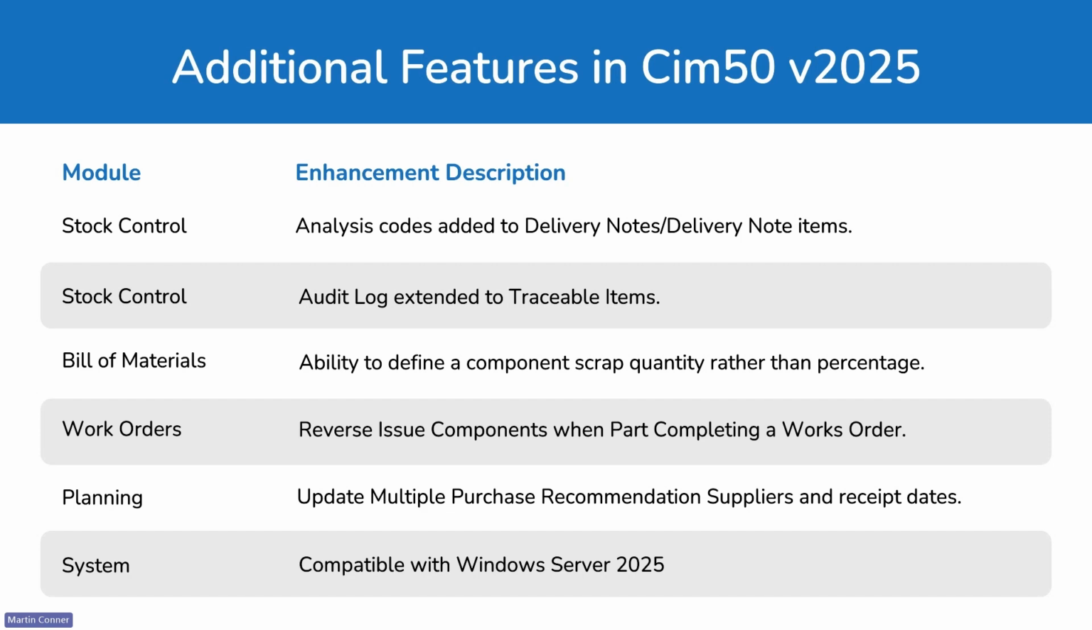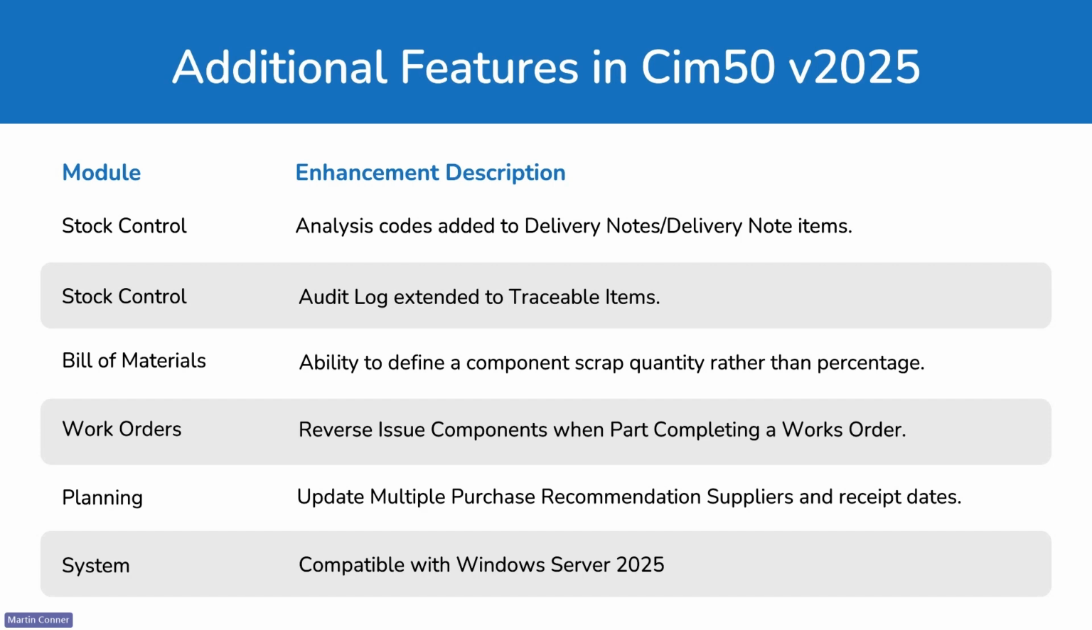We've extended the audit log to include traceable items. So if you change a sell by date or a supplier batch number, that's recorded in the audit log. So expanding out that traceability really to not only include the stock movements, but also the adjustments and amendments of fields of traceable items, serial numbers and batch numbers.